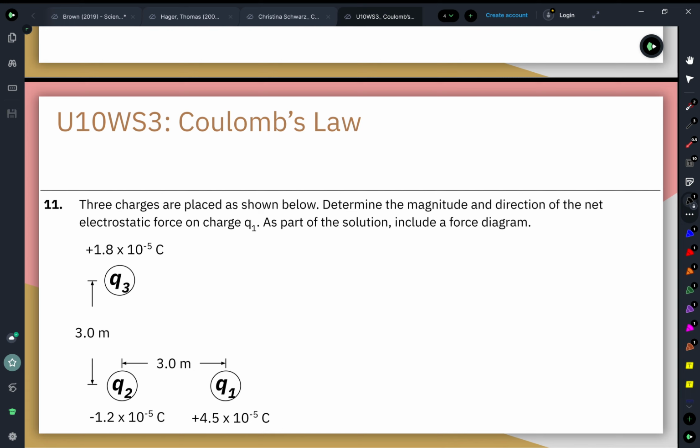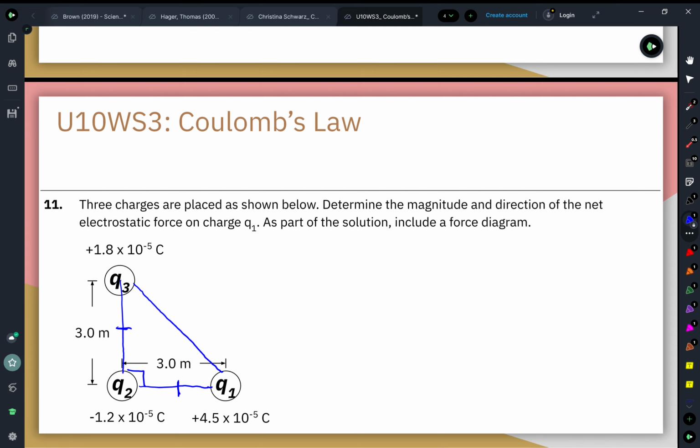So what we have here is charge Q1 on the bottom right. Immediately left of it is charge Q2, and to the left and above it is charge Q3. First thing that I can see is it looks like it's equidistant between charges Q1 and Q2, and between charges Q2 and Q3. So if we were to make a triangle out of that, this would be a right angle here, and these two sides are the same magnitude.